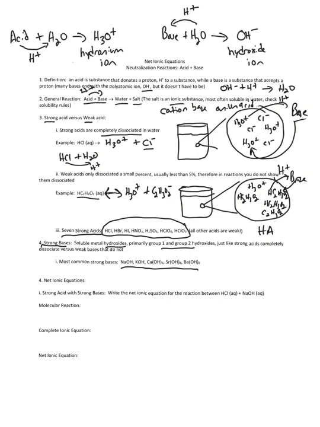A weak base, only a little bit of it separates. Strong bases completely separate. So again, that's the difference between strong and weak. Does it separate? Does it not? And we'll see now with the net ionic equations.